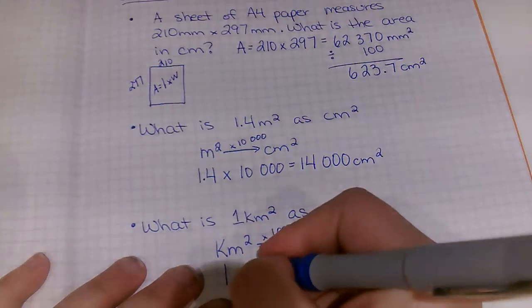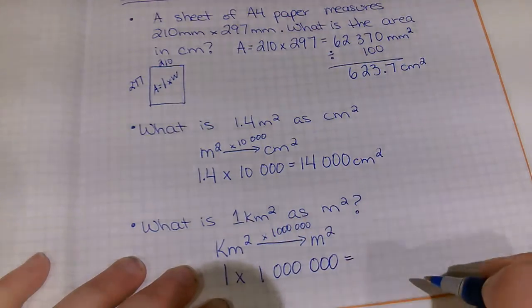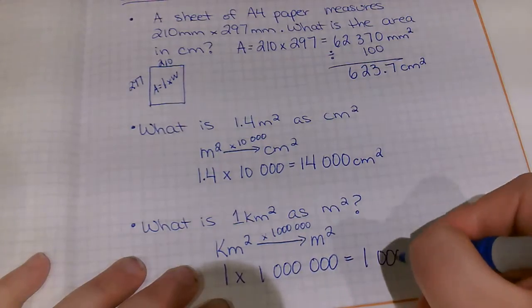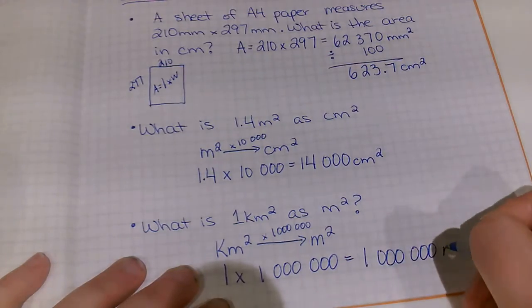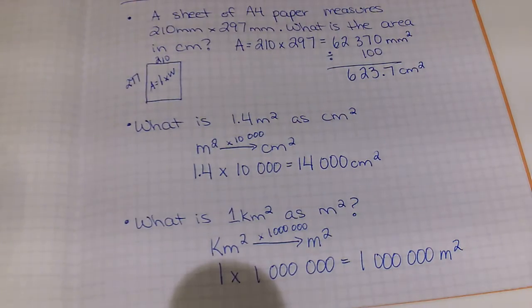So 1 times 1 million equals 1 million meters squared. Never forget your units at the end. Okay, so feel free to pause the video, write down the examples, and then you can get working on today's classwork.